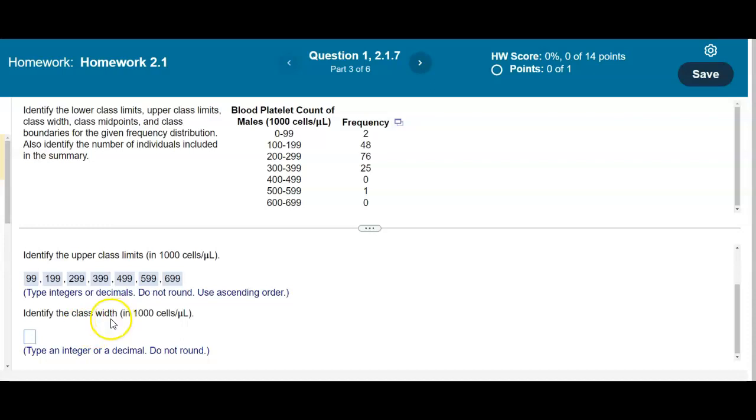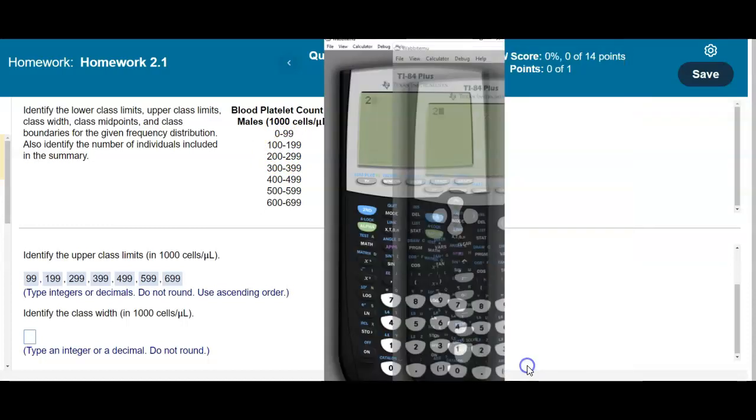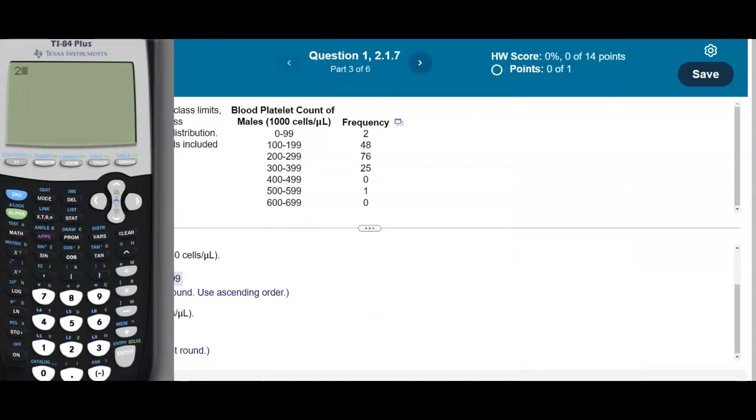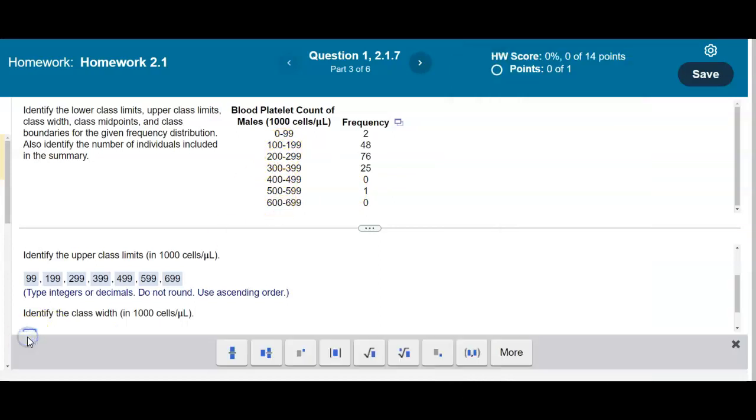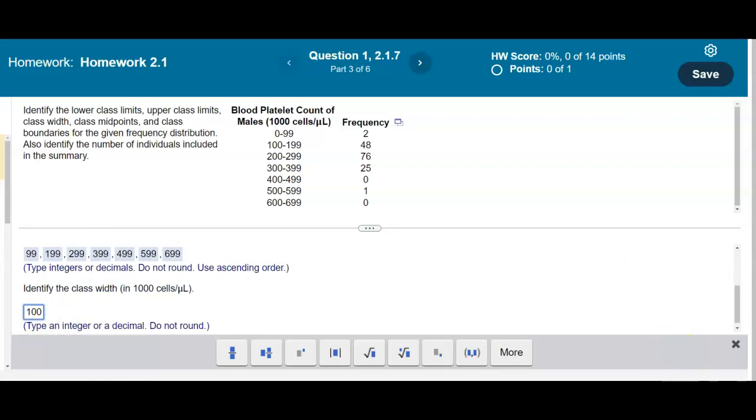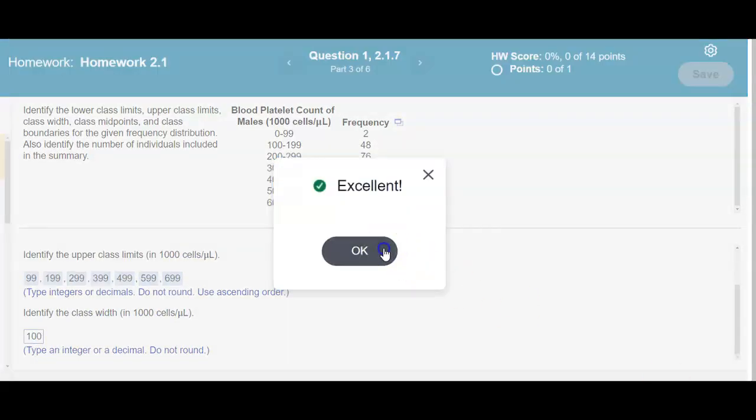Okay, so now we want to identify the class width. Now again, the class width is the difference between two consecutive lower limits. So we have 100 and then 0, or 200 and 100. So let's just go ahead and take 200, and then we're going to subtract 100, and that gives us 100. So we notice that the class width for each of these is 100. Let's go ahead and put that in there. We got 100, and there's our result.